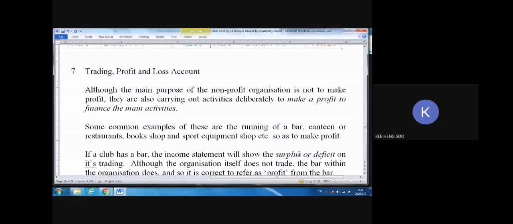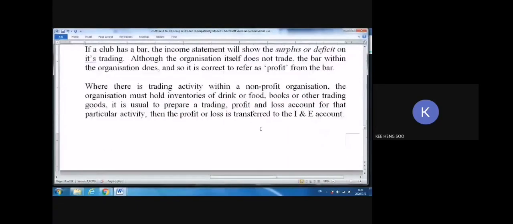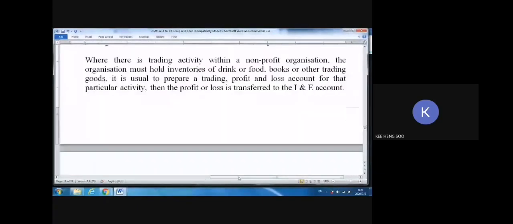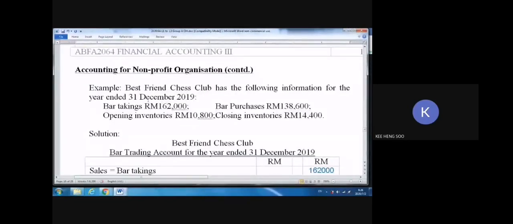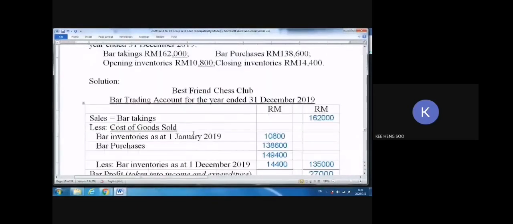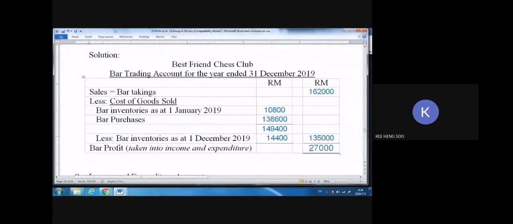Trading profit and loss account. Yes, I think I mentioned that the club or society also carries out some activities to finance their main activities. I think I showed you this non-profit organization, Best Friends Chess Club, and I showed you this bar profit already. So can you see that you make some profit on that? So this part I mentioned already.